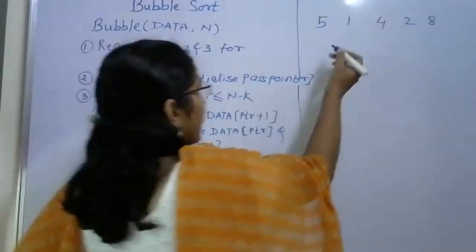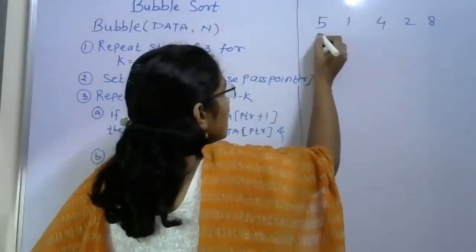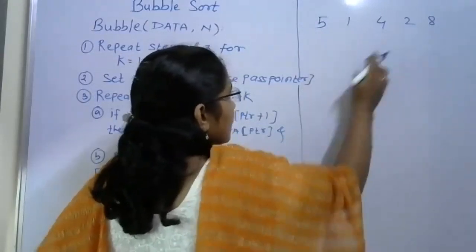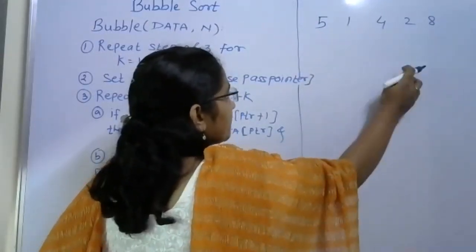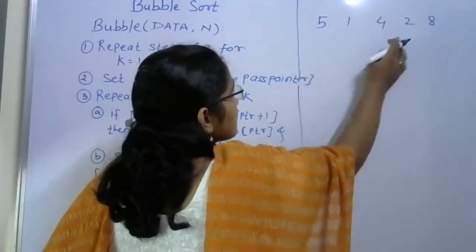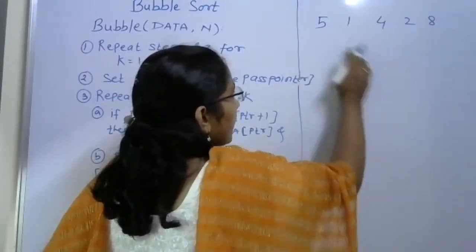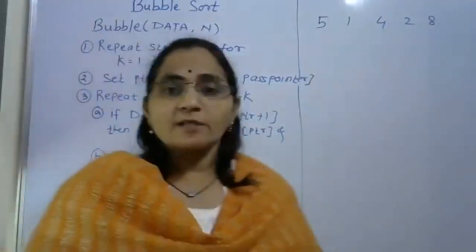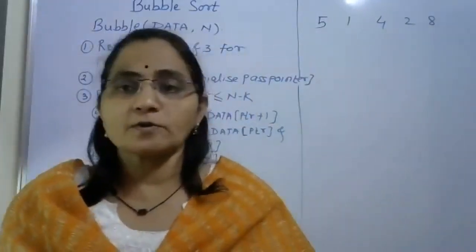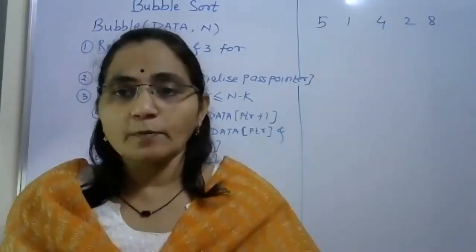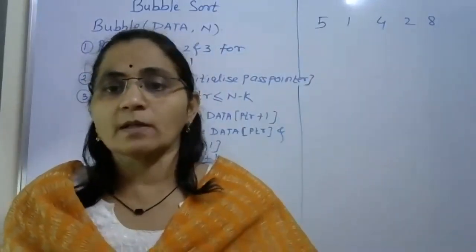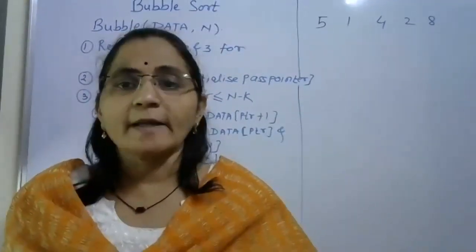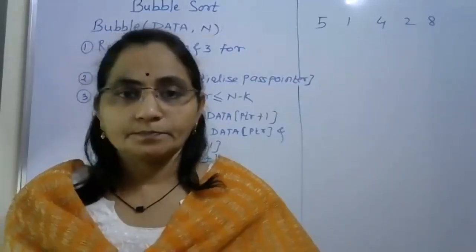See, at the end of the first step, this 5 gets the proper position. Proper position means the first is 1, at second position 2, at third position 4, and at fourth position 5. Means this first element takes the proper position. It's a final position at the end of pass 1, like the bubble comes in water, and that's why it is called the bubble sort.